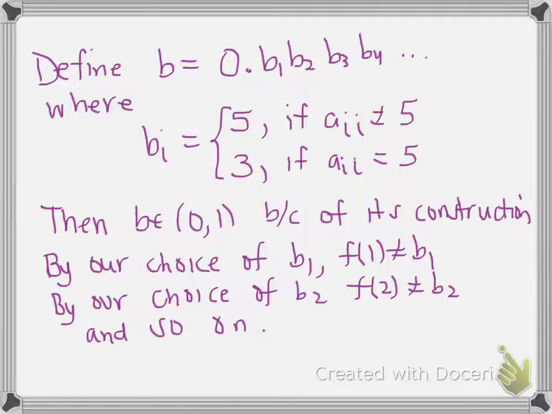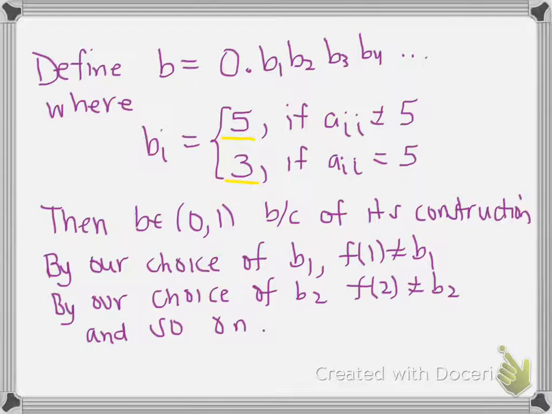B is going to equal 0. B sub 1, B sub 2, B sub 3, and B sub 4. And how we're defining it is that B sub i equals 5 if a_ii is not equal to 5, and 3 if a_ii equals 5. Okay, 5 and 3, these numbers here are arbitrary, okay? As long as you don't use 9, because using 9 might mess you up because of the whole normalized form, you can use any other digits that you want in there, okay? So it's not a specific reason why.